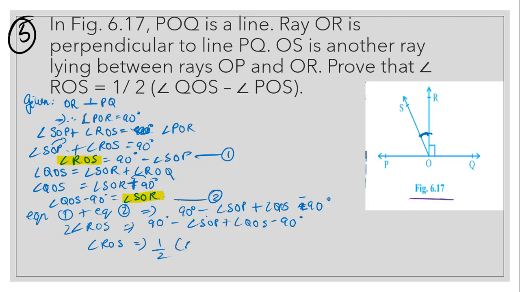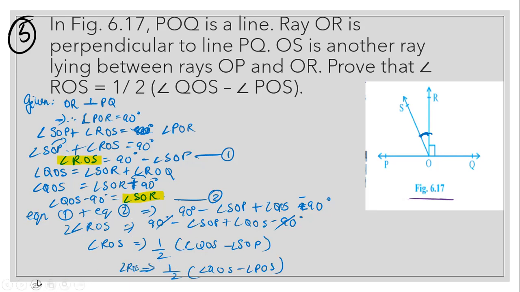Now look here. Firstly, here we have to do some simplifying work. These two will get cancelled. So when I bring this 2 to this side, it will become half, right? So therefore, angle QOS minus angle SOP. And can I say angle SOP can also be written as POS? Yes. So therefore, here we go. We have proved it.